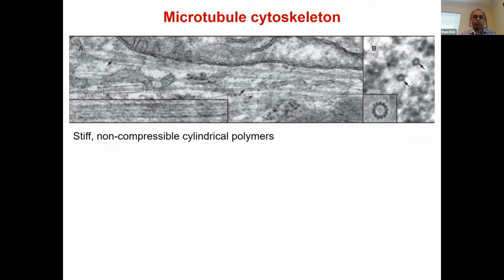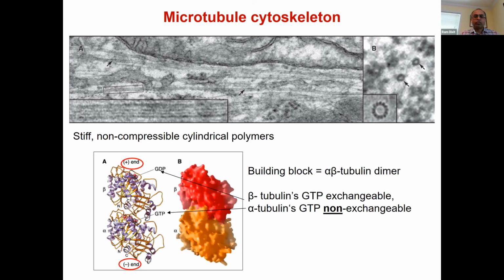So again, we've talked about this. Microtubules are relatively stiff, non-compressible polymers compared to actin filaments. The building block for microtubules is a heterodimer. Actin's building block is a monomer, G-actin. For microtubules, it's a heterodimer consisting of alpha and beta tubulin. Alpha and beta tubulin form an obligate heterodimer. That's how they exist in cells.